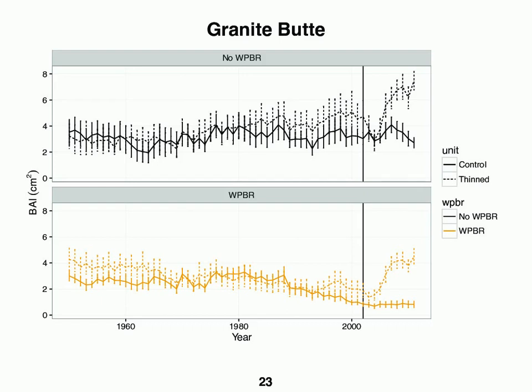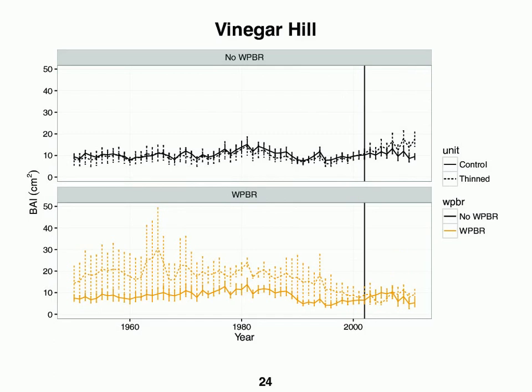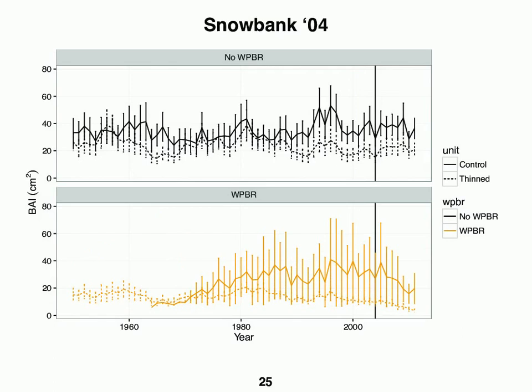This is not as clear with the other sites. This is Vinegar Hill site. There may be a trend starting to happen here with the not infected trees, but there's no discernible trend here with the blister rust trees. And there's no real discernible trend at this site. And you do see some differences in the control versus thinned, and that just might be differences that have nothing to do with the treatment, but that are just things that I couldn't control for.